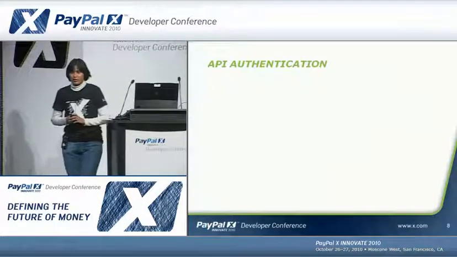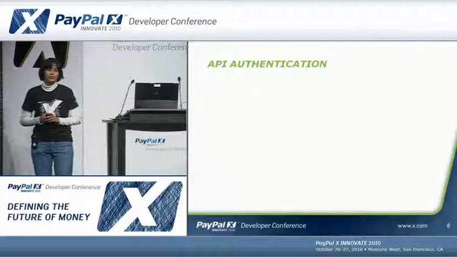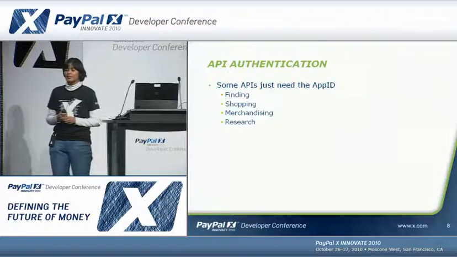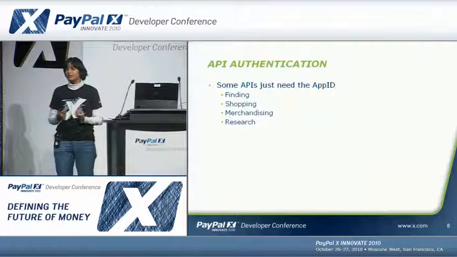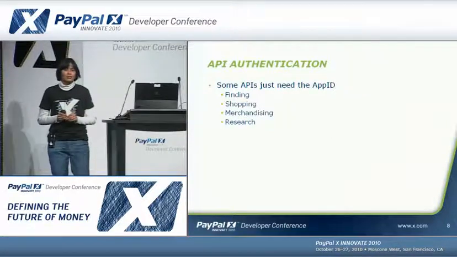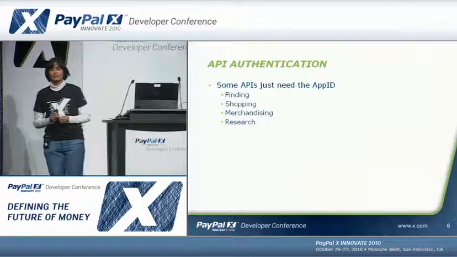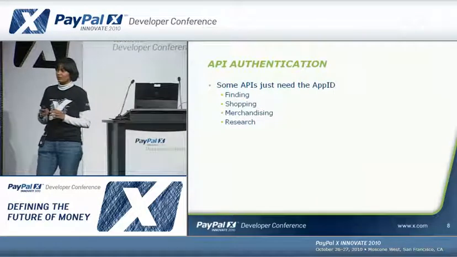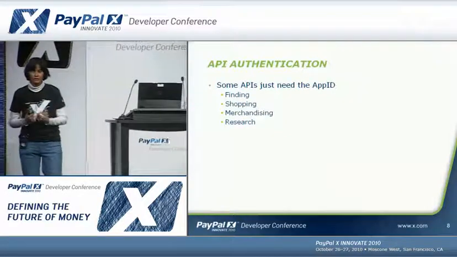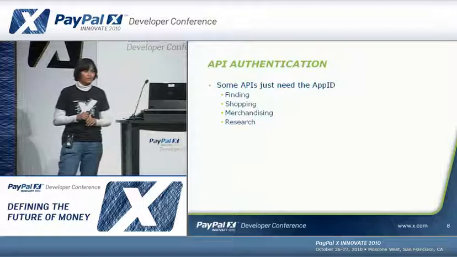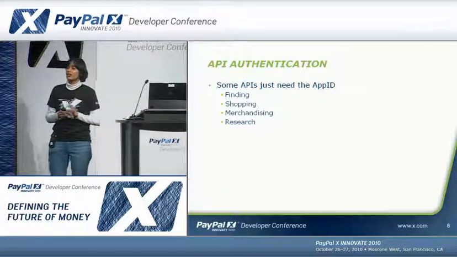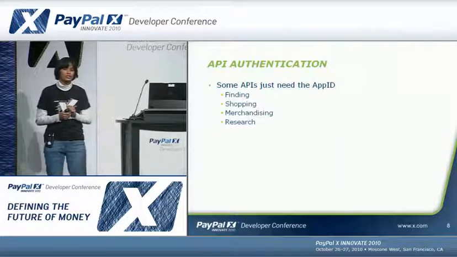So to be able to make API calls, we have two authentication mechanisms. The first mechanism is where you just have to pass in your app ID. And that's really all that you would need to be able to make an API call. And with this mechanism, you'd get information that is available publicly. So for instance, if you were to go up to eBay.com and search on items, you don't necessarily need to log in. You get information that's publicly available. So this mechanism gives you access to that kind of information. And the APIs that use this mechanism are the finding, shopping, merchandising, and research APIs.